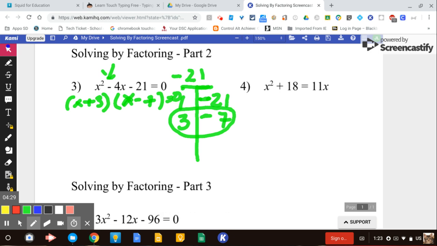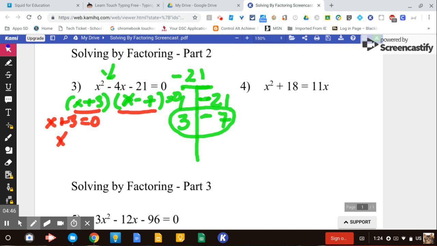And so each factor is equal to 0. So either x plus 3 has to equal 0, so I get 0 times this, or x minus 7 has to equal 0, so I get x plus 3 times 0. So find each one. x plus 3 equals 0, so x has to equal negative 3. That's one of my solutions. That's one of the x-intercepts.